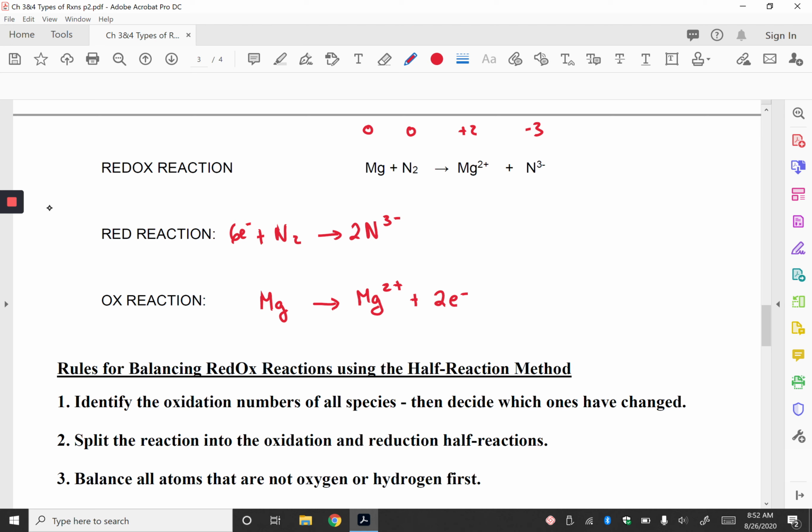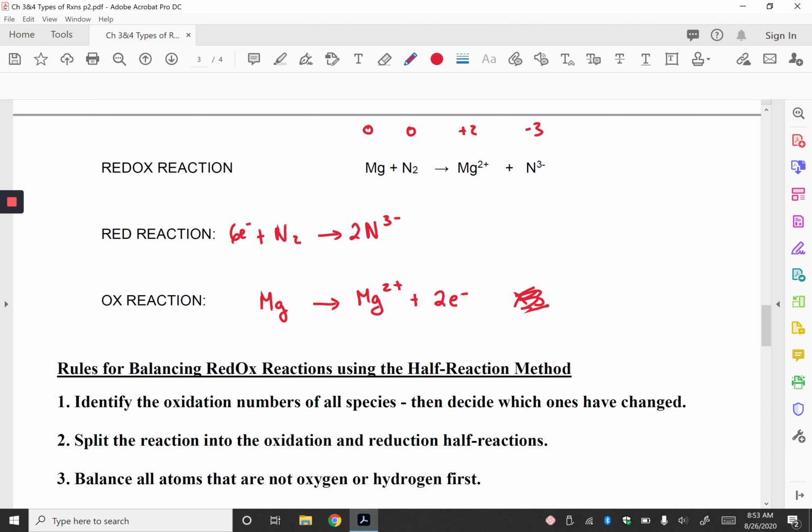So each magnesium lost 2 electrons, and each nitrogen gained 3 electrons. So if I wanted to balance this whole thing, I'd need to multiply this by 3 so that I would lose a total of 6 electrons, and your nitrogens would gain a total of 6 electrons. We'll do that in a minute where we balance, so don't worry about that yet. That was just kind of like a side note here.